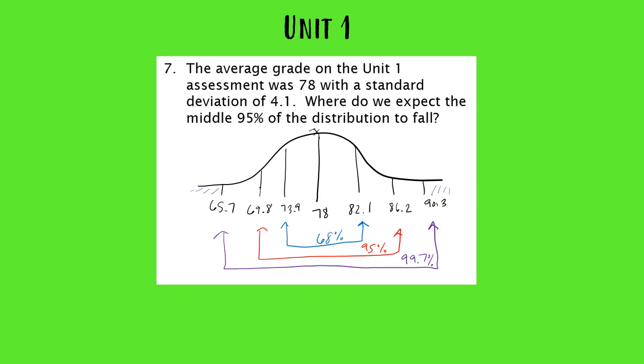So the middle 95% would be from 2 standard deviations out in both directions. We're just looking for the interval, which would be 2 standard deviations away. Depending on what the question is asking, it's 2 standard deviations. If it asks you for the actual interval, you would say it's from 69.8 to 86.2.